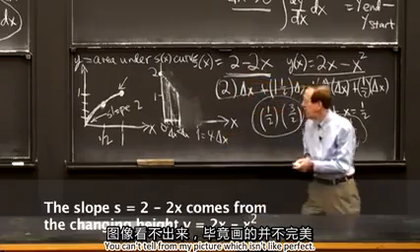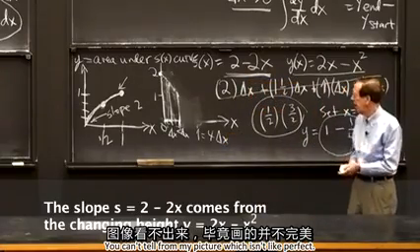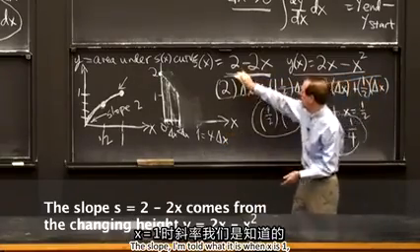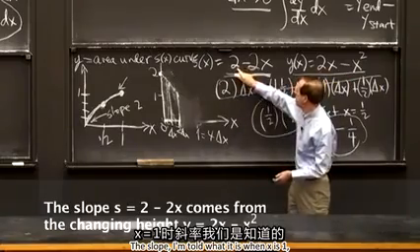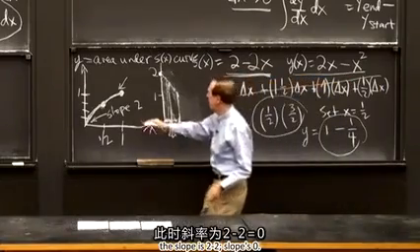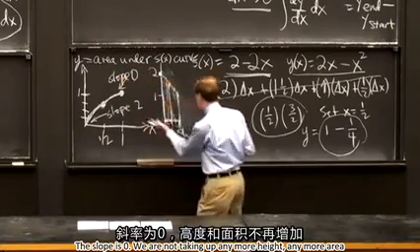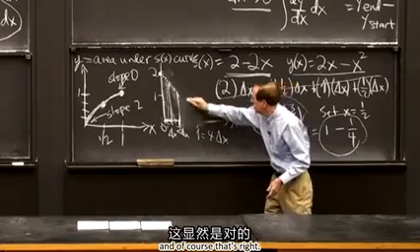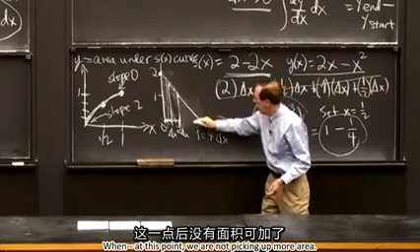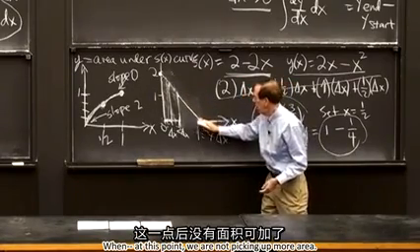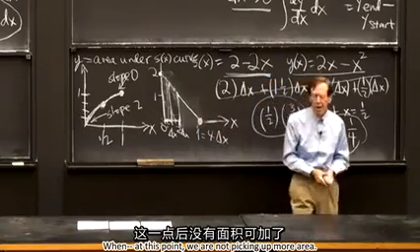You can't tell from my picture, which isn't perfect. The slope, I'm told what it is. When x is 1, the slope is 2 minus 2. Slope 0. The slope is 0. We're not picking up any more height, any more area. And of course, that's right. At this point, we're not picking up more area.